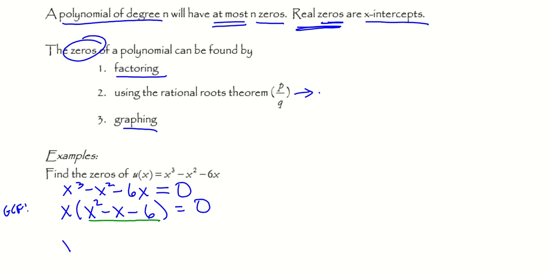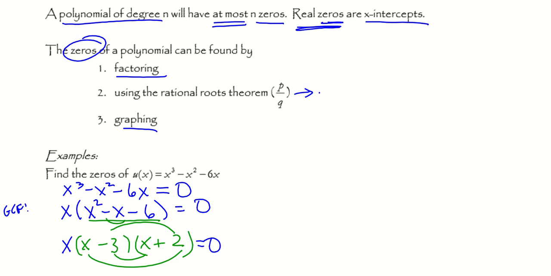Now, we have this quadratic, which we're going to attempt to factor. So I have my x, and then that should have an x as the leading term in both of those binomials. And then if I go minus 3 plus 2, then my outers are positive 2, inners are negative 3. Those will add to give me negative x. And then my last give me negative 6.